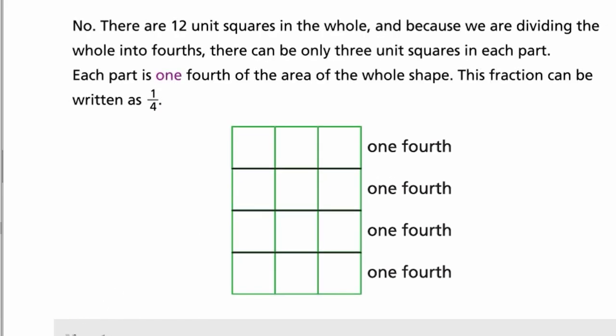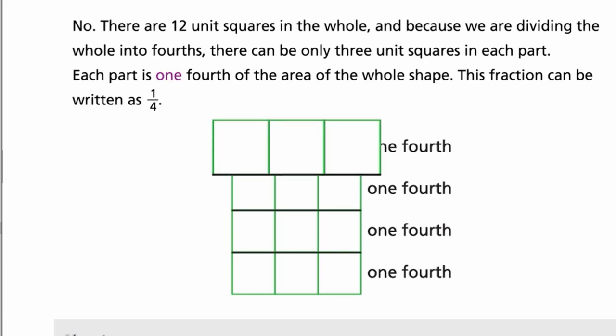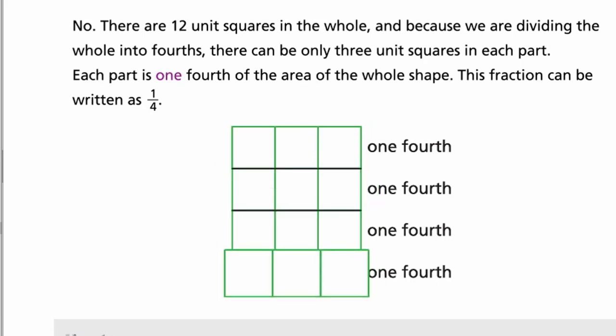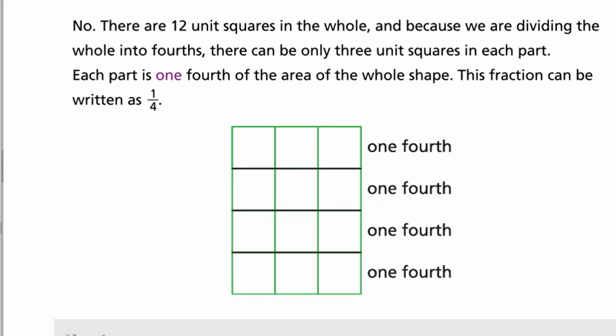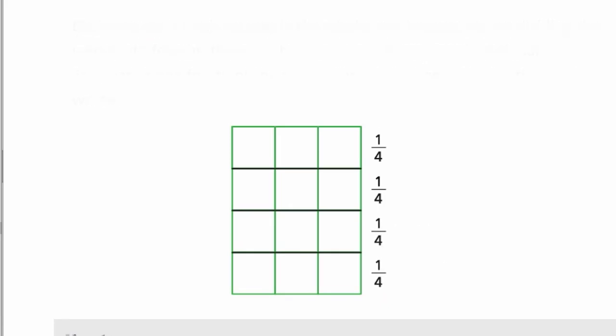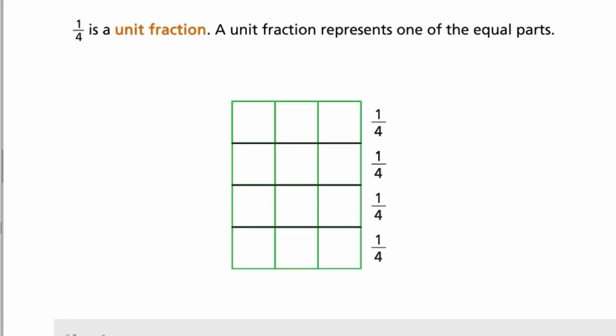No, there are 12 unit squares in the whole. And because we are dividing the whole into fourths, there can be only 3 unit squares in each part. Each part is 1/4 of the area of the whole shape. This fraction can be written as 1/4. 1/4 is a unit fraction. A unit fraction represents one of the equal parts.